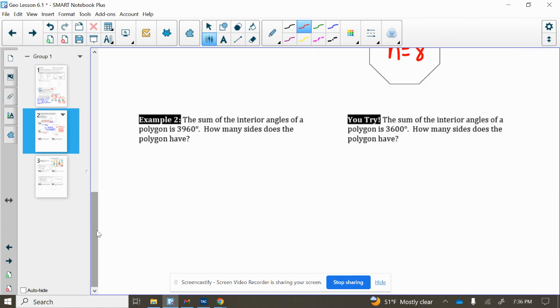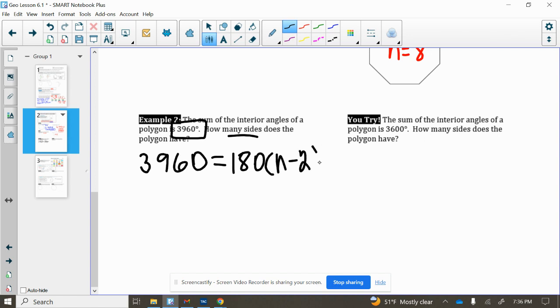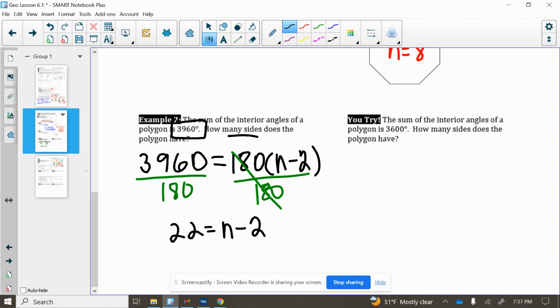Now we also can work backwards to find how many sides our polygon has given the sum. Because we know, for instance, that if the sum is 3,960 degrees, that has to equal 180 times n minus 2. Now we could distribute and solve for n, but I think an easier way to start solving this problem is to undo this multiplication of 180 by dividing. So we could take 3,960 divided by 180, and that's 22, and that equals our n minus 2.